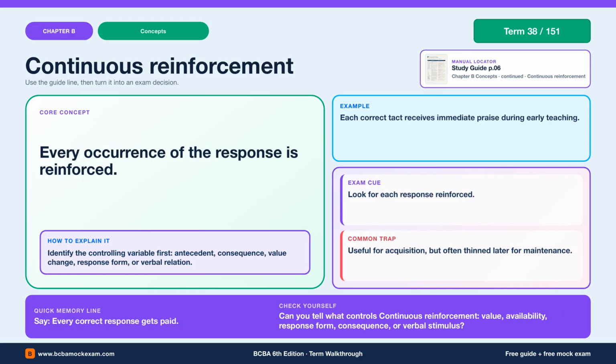Continuous reinforcement. Continuous reinforcement means every occurrence of the response is reinforced. For example, every correct tact receives immediate praise during early teaching. The exam cue is each response being reinforced. The trap is using continuous reinforcement forever. It is often useful during acquisition, but it is commonly thinned later for maintenance. Memory line: Every correct response gets paid.